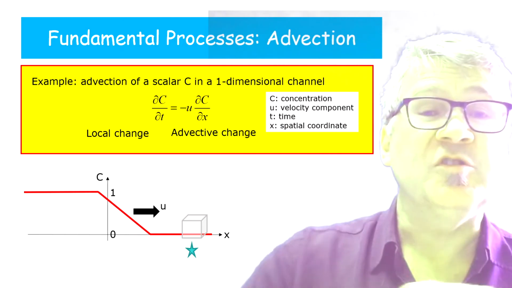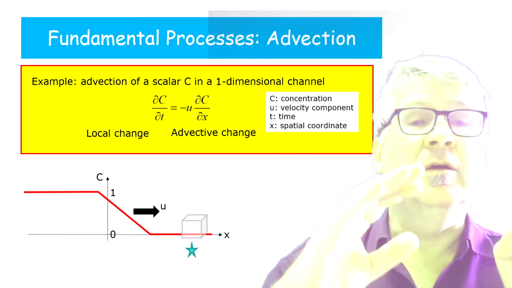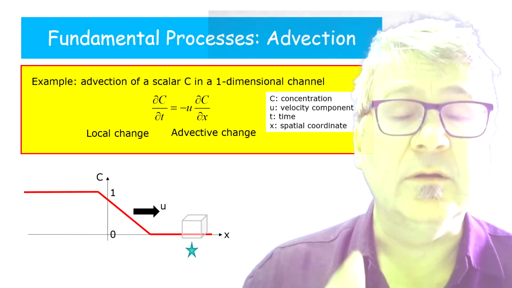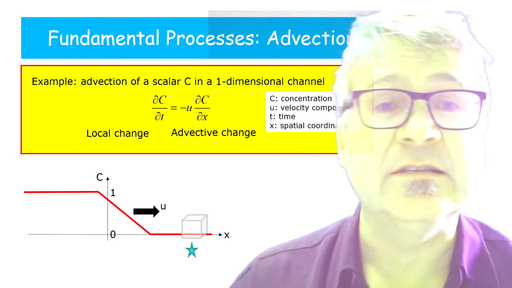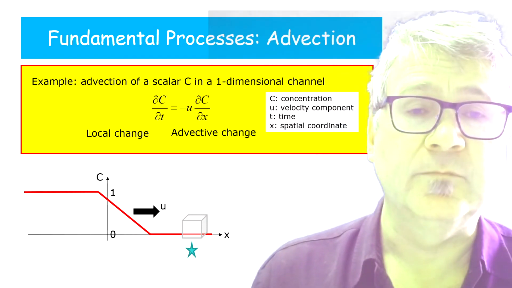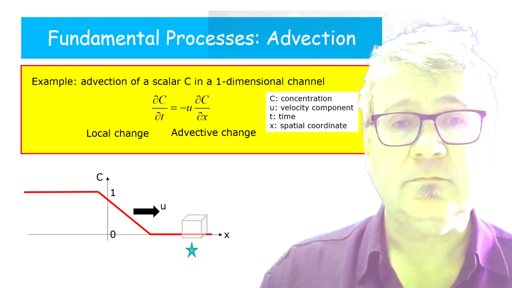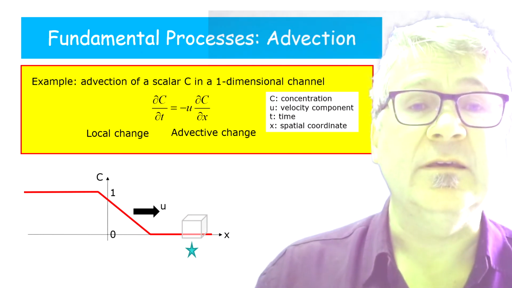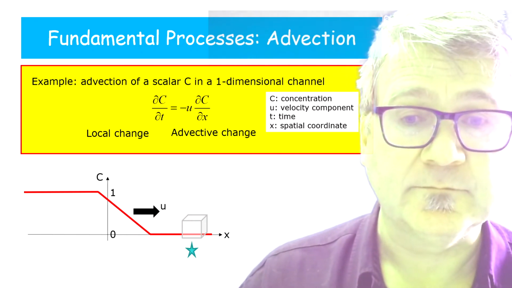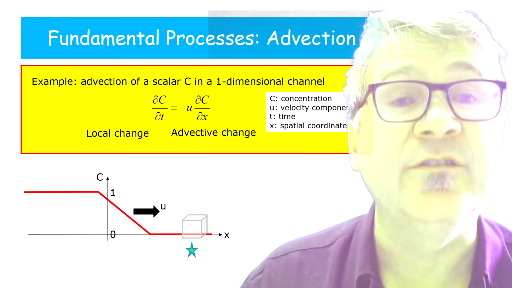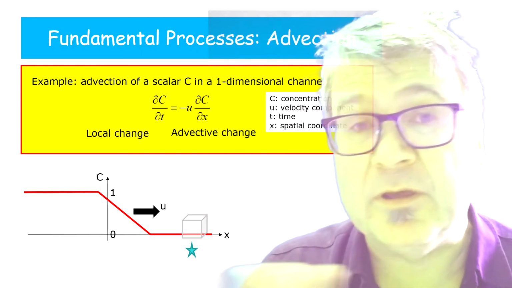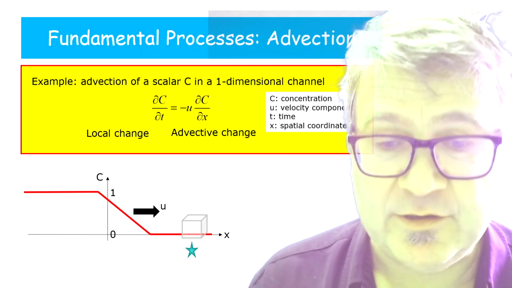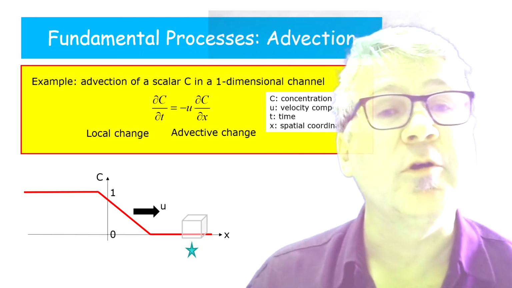You get no advection in two instances. One, there is no flow, no movement at all, which means there will be no change. Or two, the property is uniform. The distribution is uniform. Then there can be currents, but you don't observe any change. So this is what we call advection.